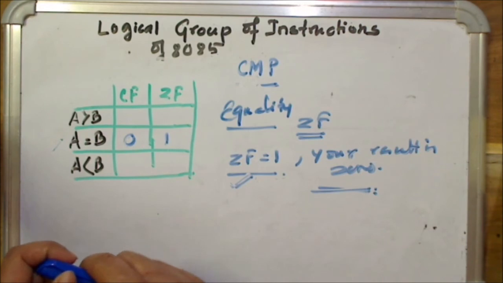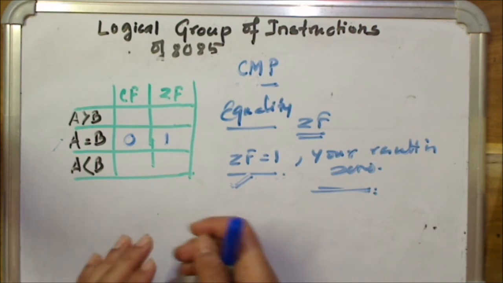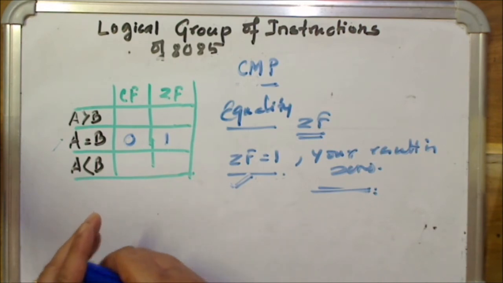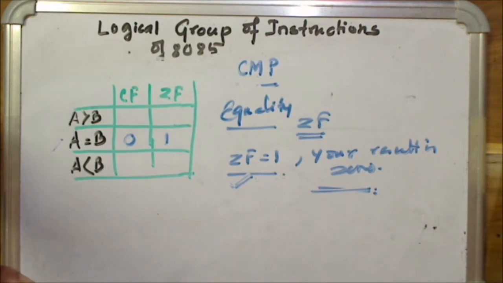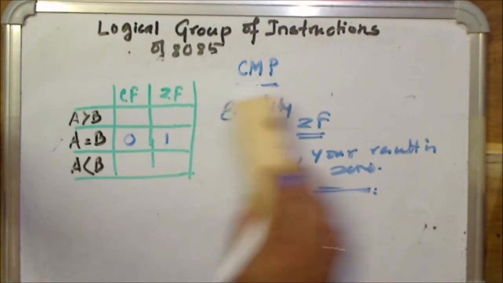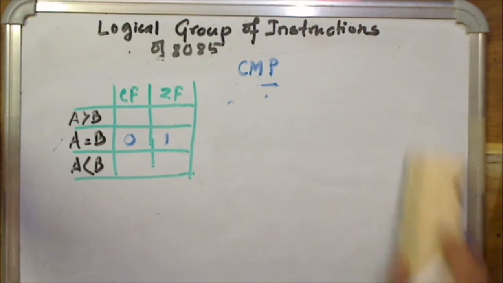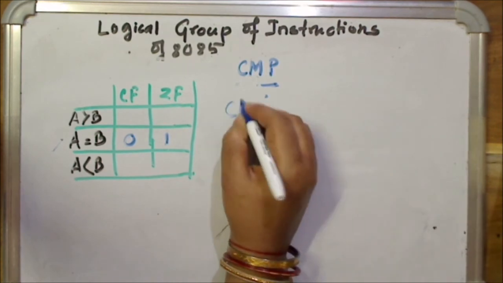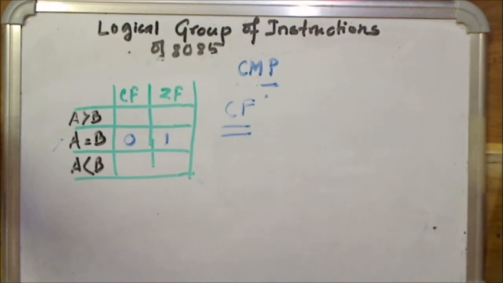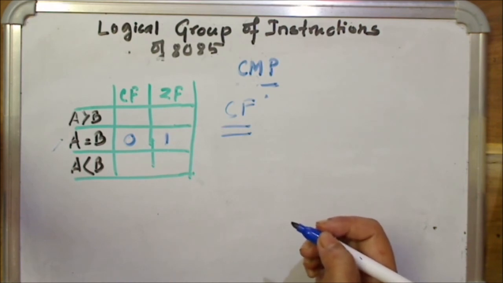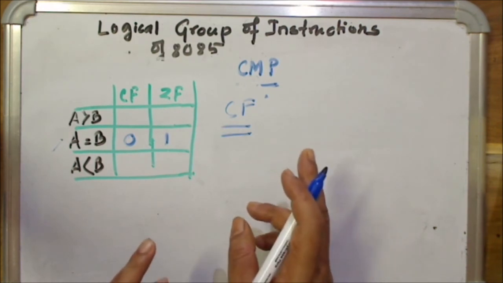Now, for which number is smaller or which number is greater, which flag will you check? For the greater and the smaller number, which flag will you check? You have to check the carry flag. You have to check the carry flag. Okay? Never trust the sign flag.